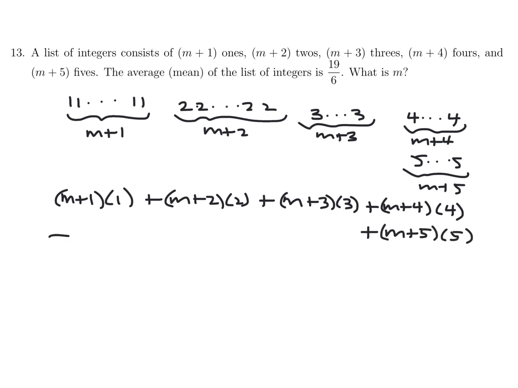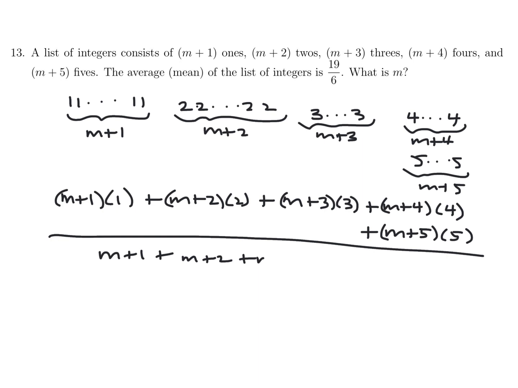And all over the total, which would be m plus 1 plus m plus 2 plus m plus 3 plus m plus 4 plus m plus 5. Got it? Okay, so you guys can do that algebra. It's fairly straightforward. Oh, it all equals this. Forgot about that. That's all equal to 19 over 6, so don't forget that, of course.